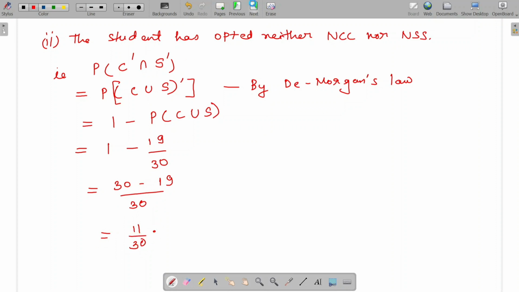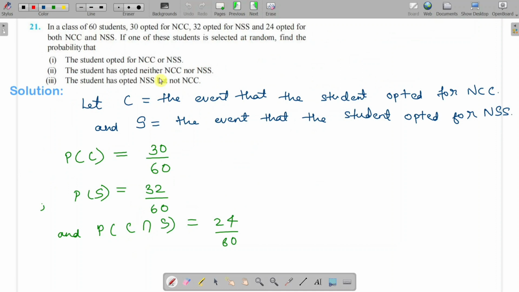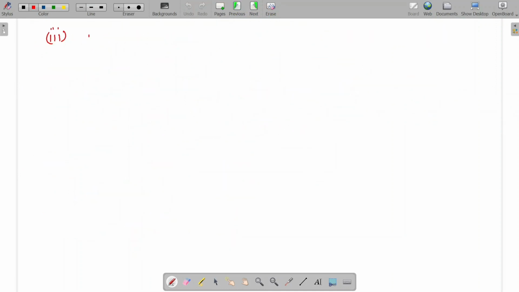Okay. Now third answer we will find. Third is, the student has opted NSS but not NCC. So for this we will look at the diagram here.